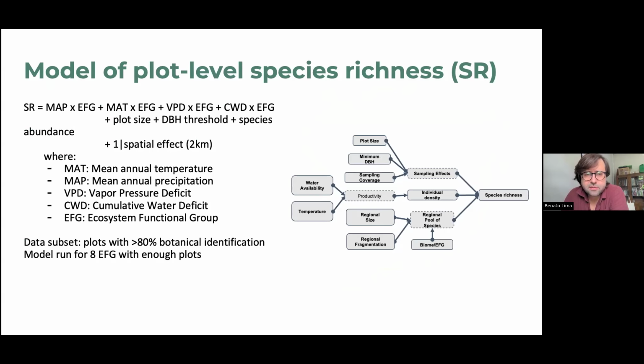As you can see here to the right, we have all those variables and interactions between variables trying to explain why we have more or less species in one of those plots. But we also included other information such as methodological information related to the minimum DBH cutoff of each plot, the sampling coverage, the plot size as well. So we're calling those sampling effects on the species richness, which are quite important.